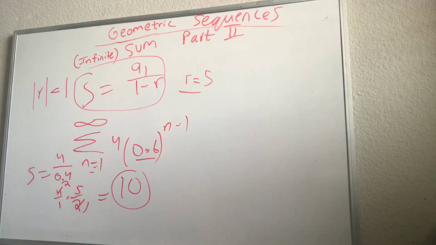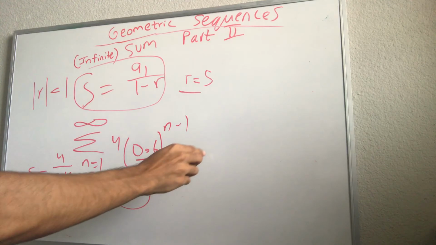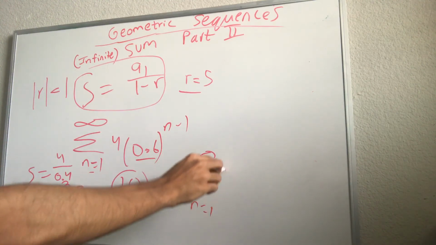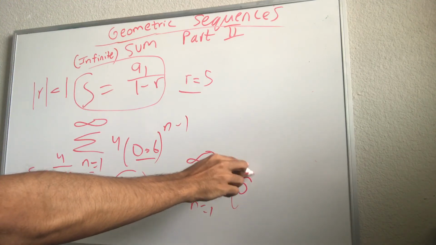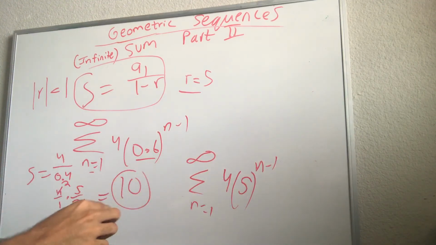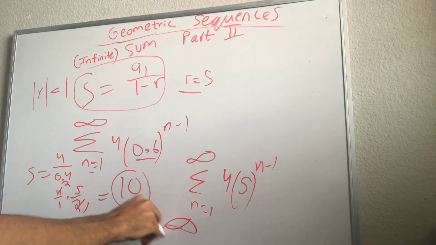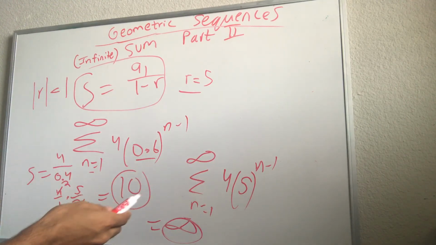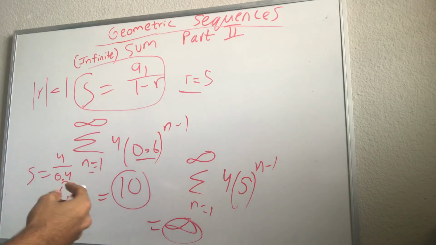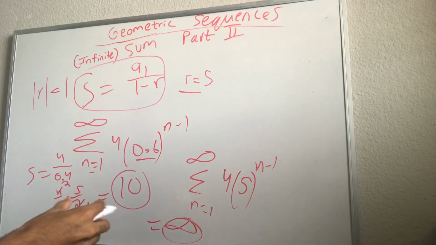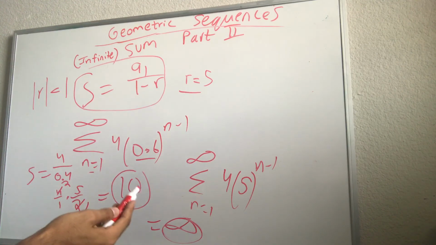But if you have something like 4 times 5 to the power of n minus 1, and they ask what this is, clearly your answer here would be infinity. The reason is, you're going to get a larger value each time, 1,000 and beyond, and your n value is increasing till infinity, so your overall summation is actually infinity.